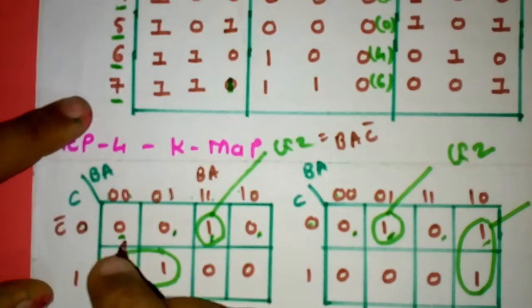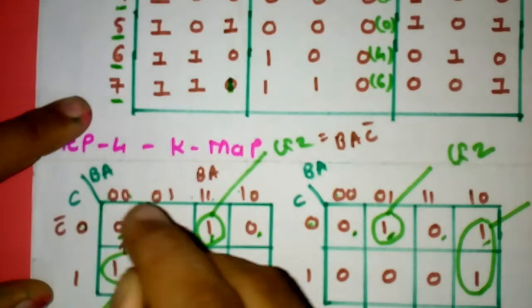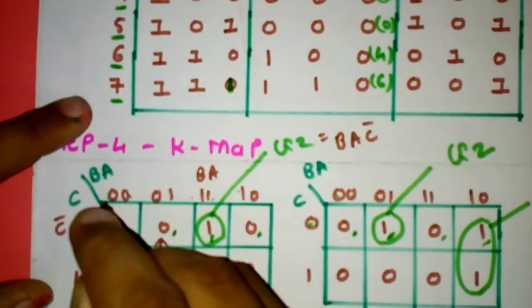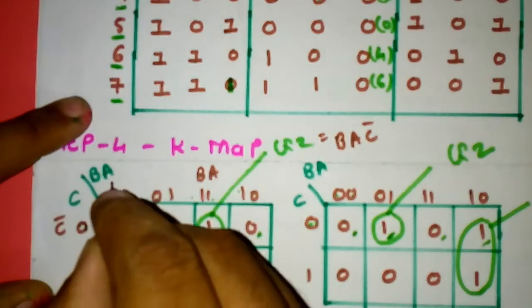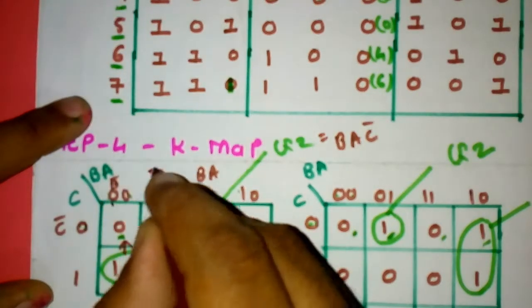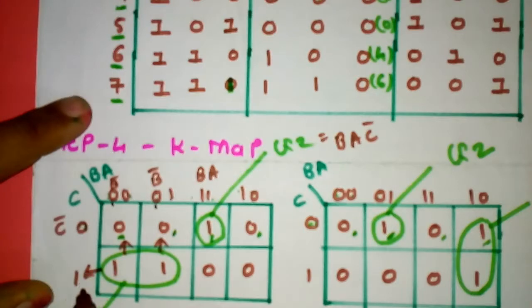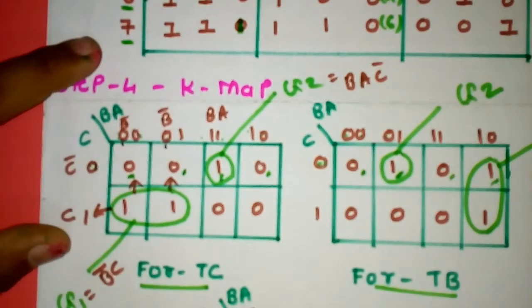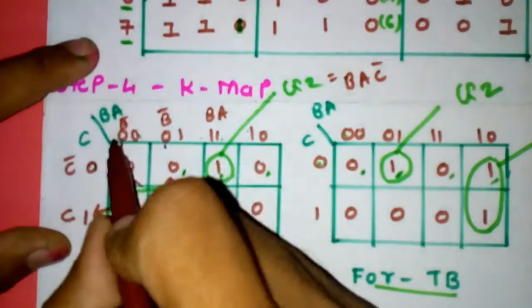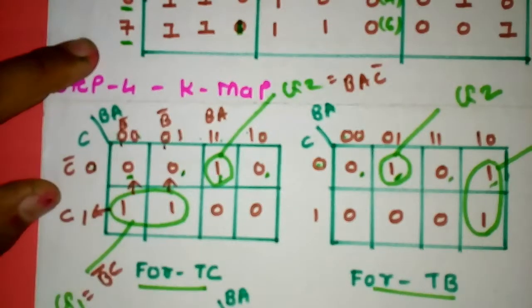Here in this group we see on the upper side that in both values, 0 is common. So 0 means B bar, and here 1 means C. So B bar C. So G1 is equal to B bar C. 0 is common, so B bar, and 1 is called C.